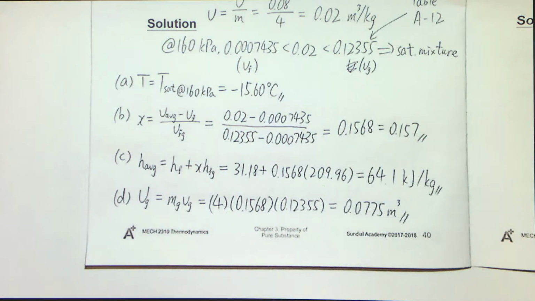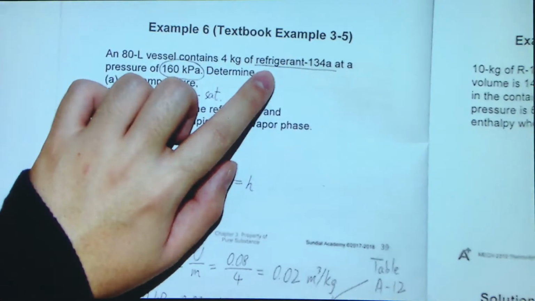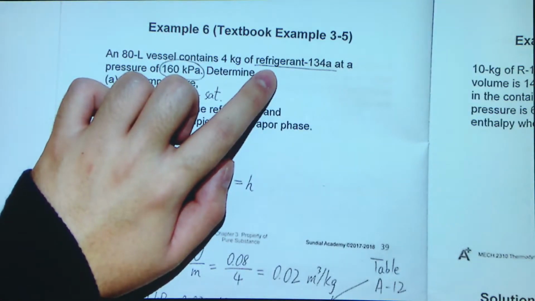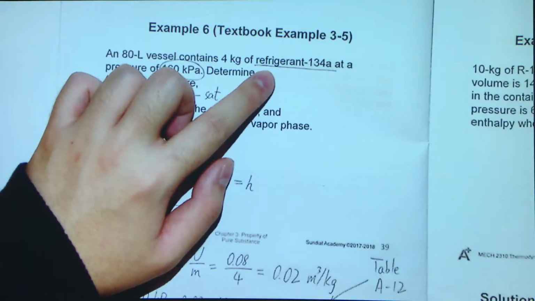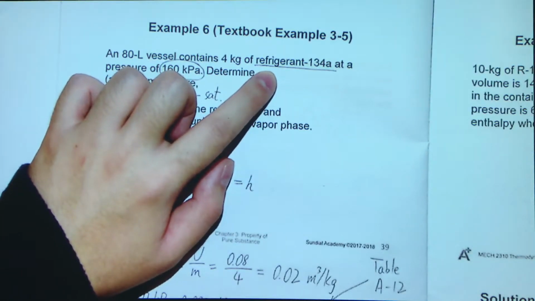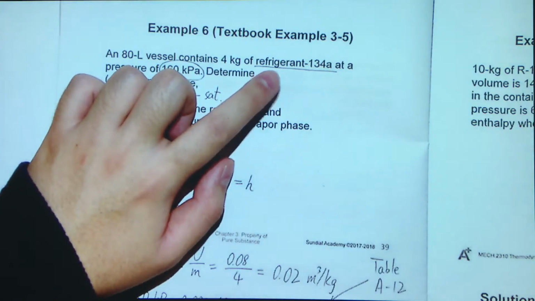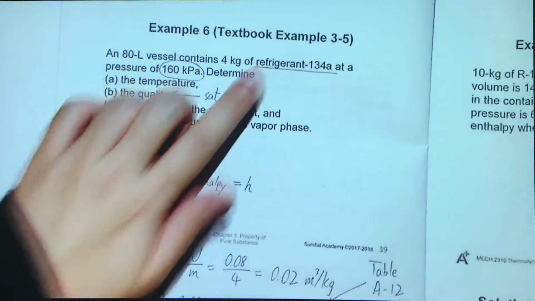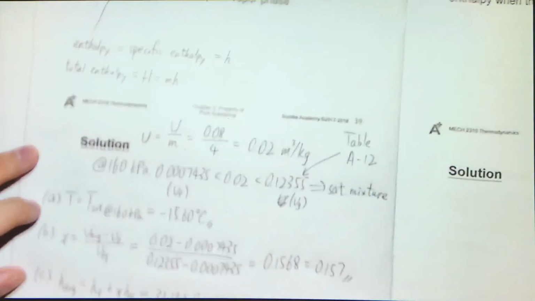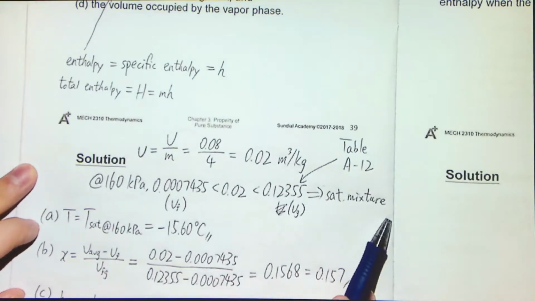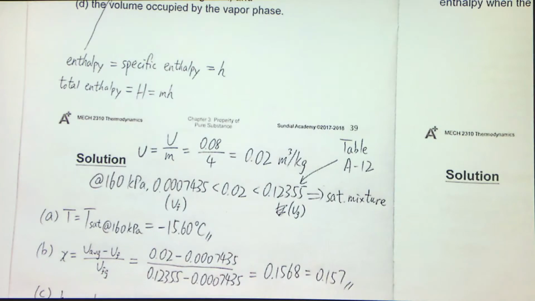Remember, in order to find out whether a pure substance is saturated, superheated, or compressed, we need some other properties to help us determine that. After we have determined this, we know which property table to consult. In this case it's a saturated mixture, so we can go to table A12 and find all of those properties.